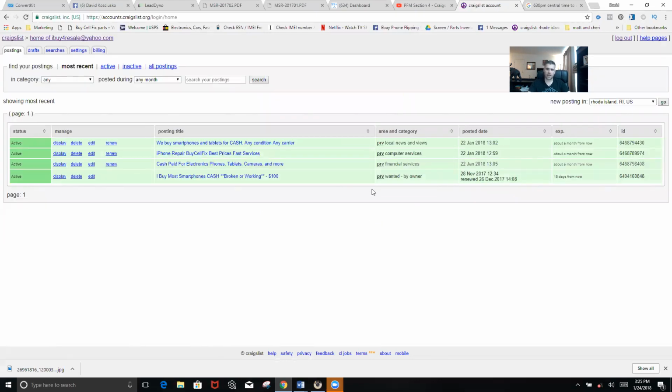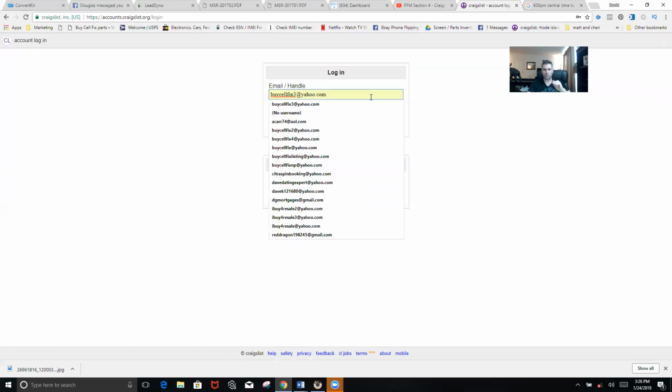This one was another good account. As you can see, local news, computer services, financial service, wanted. The best sections to post in are financial, wanted, and local community news. Those are the best ones that you can post in. Financial services, wanted, and local community news.